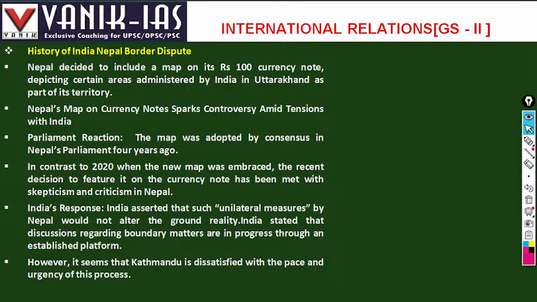Because the border dispute, which is under discussion between the two sides, has continued for a long period, Nepal is not happy at the progress of the solution to the border dispute. So, to put pressure on India, it has added that map in its currency note.